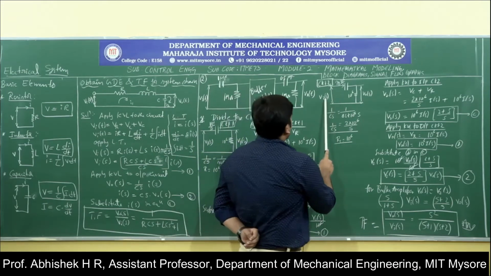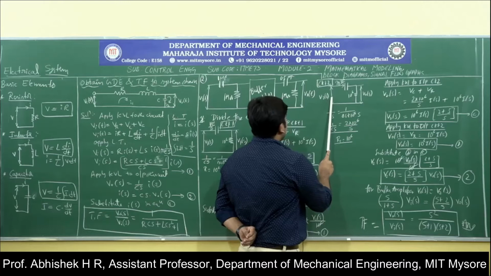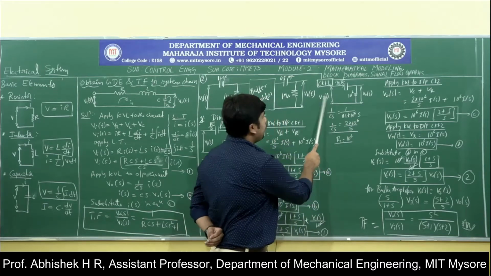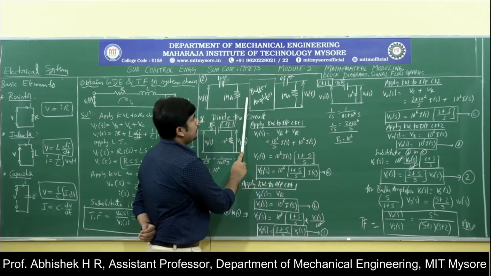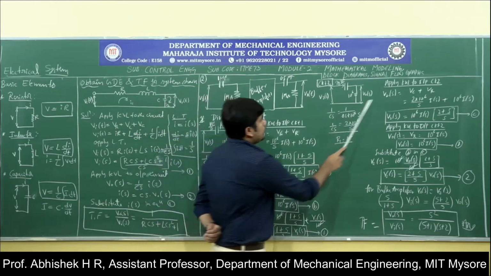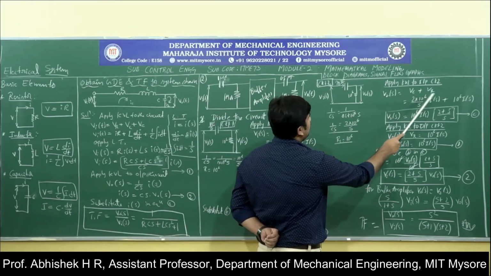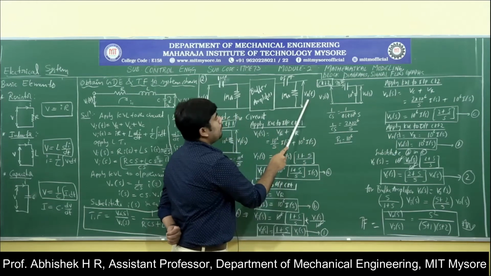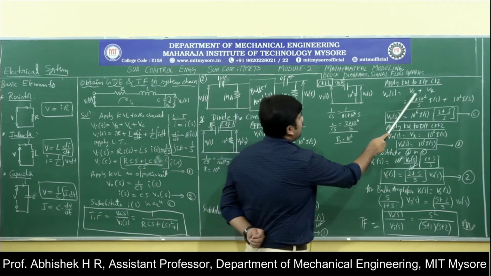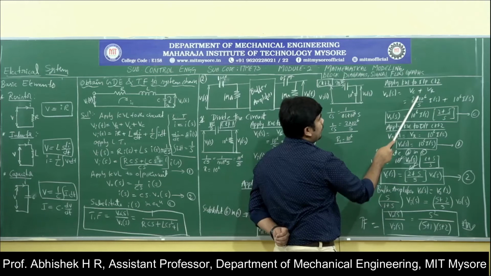for this circuit the input voltage is V2, because here it is V1. So here it is V2. So V2 of S is equal to Vc plus Vr. Here I have capacitance plus resistance. So Vc plus Vr, I have written.